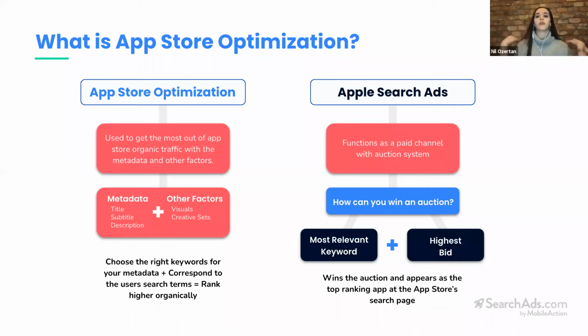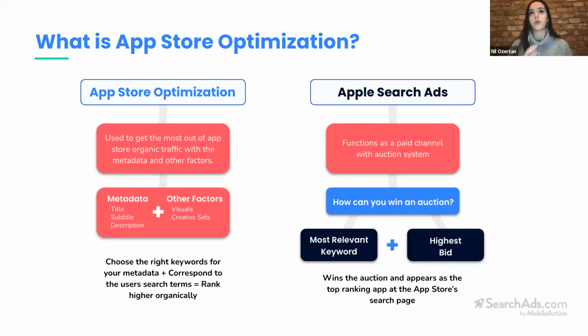And by metadata, what do we mean? We mean the title, the keywords that are used in titles, subtitles, descriptions, and also visuals and creative sets. So you can actually manipulate your keywords. You can choose the right keywords for your metadata that correspond to the user's search terms, and then you will have a high probability to rank organically when compared to your competitors.